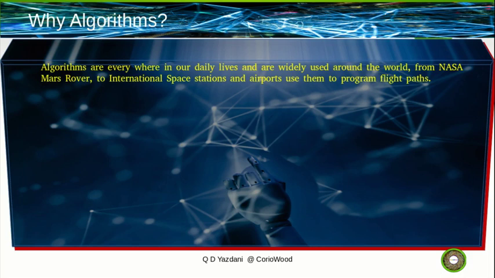Algorithms are everywhere in our daily lives and are widely used around the world. From NASA Mars rovers to international space stations, and airports use them to program flight paths. Yes, they are exactly in our DNA. This whole universe, I think, works on algorithms. So, in simple terms?